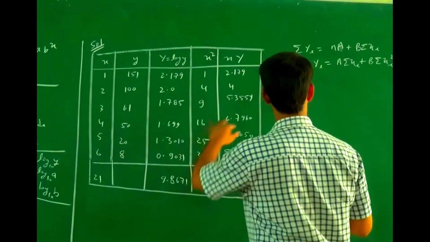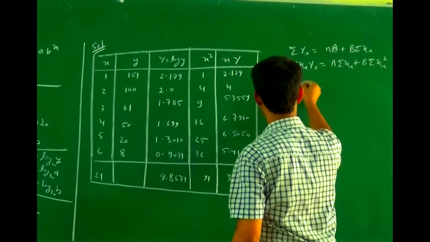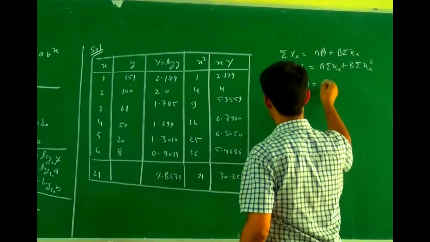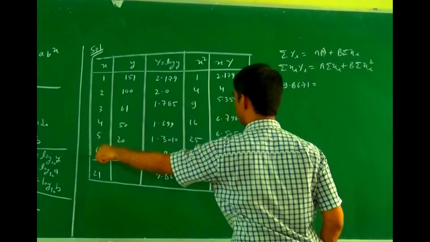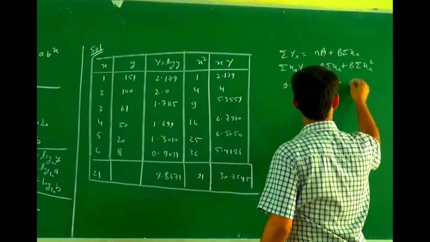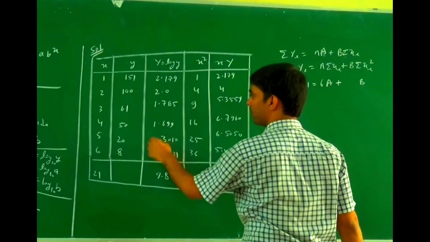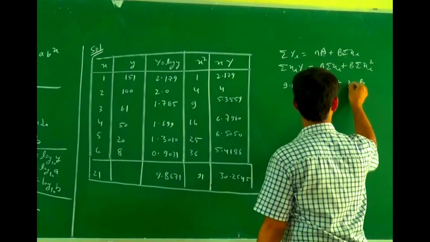So we put in the value of the summation of yi, which is 9.8671, equals n, the number of terms, which is 1, 2, 3, 4, 5, 6 terms, so 6 capital A plus b times the summation of xi, which is 21, so 21b.